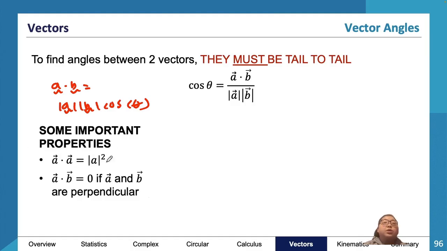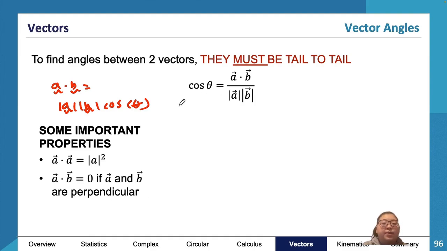Good. Alright, in terms of important properties, if you dot a vector with itself, it's equal to the magnitude squared, and that makes sense because you collect the i terms and collect the j terms and multiply them. If the dot product equals 0, those 2 vectors are perpendicular, because if they were non-zero vectors, the only thing that could equal 0 is cos theta, and cos theta equals 0 at 90 degrees.